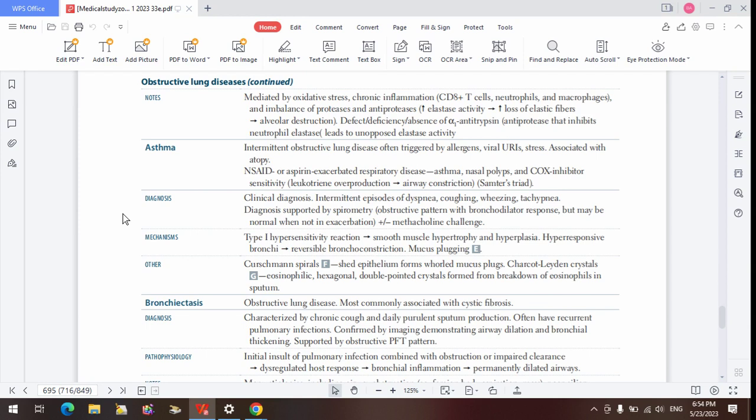Now let's start with the mechanism for asthma. The pathophysiologic mechanism for asthma involves two things. There's the inflammatory component and there's the bronchoconstriction component. The bronchoconstriction happens due to the increased airway sensitivity. So people who are genetically predisposed to developing asthma naturally have a high bronchial response.